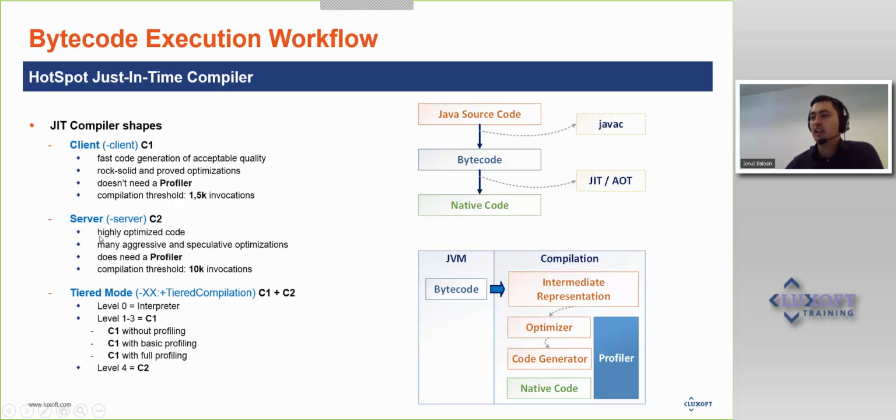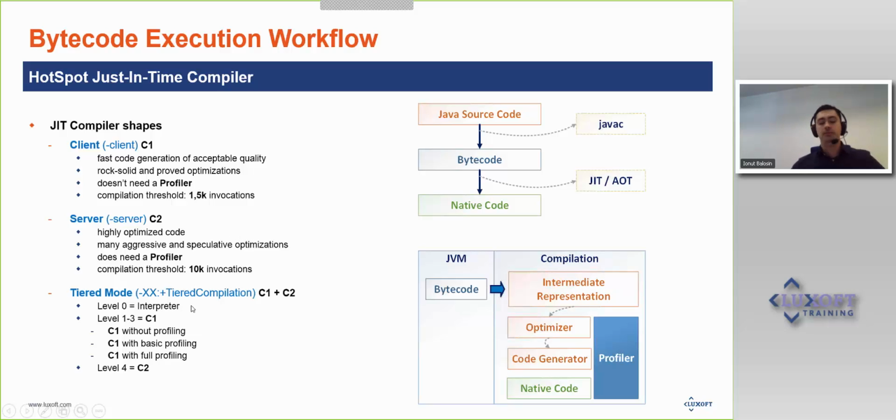The server one is mainly in charge of highly optimized code because it does a lot of aggressive and speculative optimizations. It means it does an optimization even if it's not able to prove it. For example, I do this optimization, I put it under, let's say, a check condition, and if afterwards that check condition is not valid, I have to decompile and switch back into the interpreter. If that check condition is valid, it's fine, I'm going to continue. This compiler, the C2 compiler, needs a profiler. It does a lot of profiling during the runtime, and for that, a method needs a higher threshold in order to be compiled in the server mode.